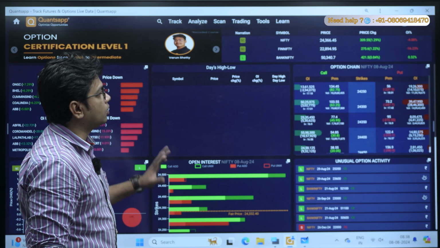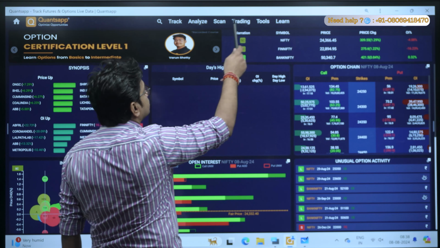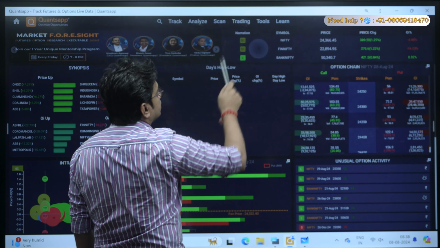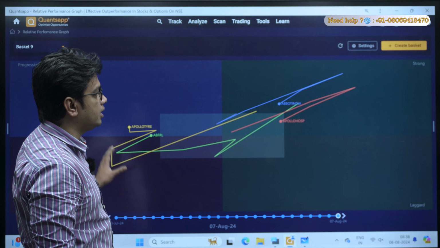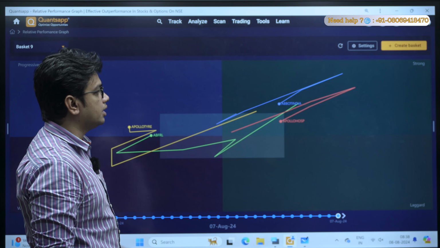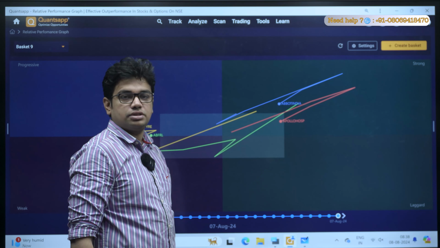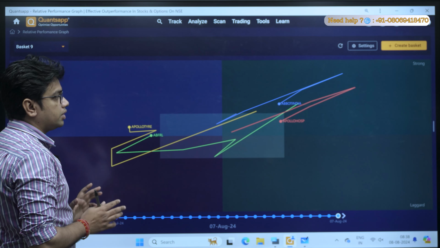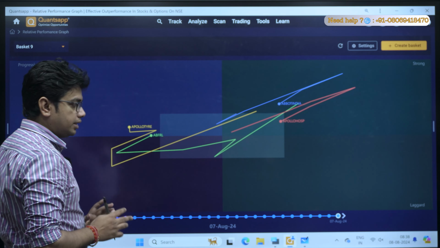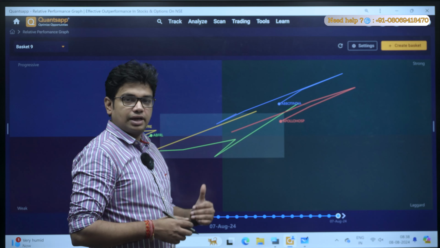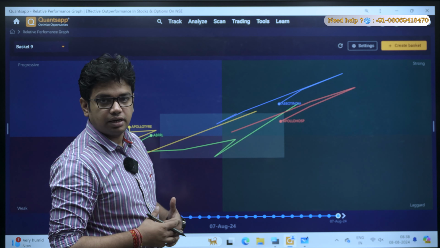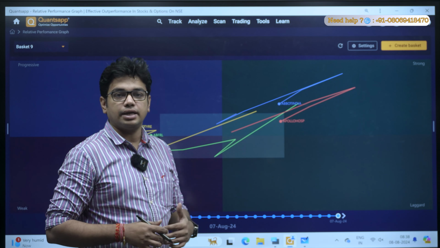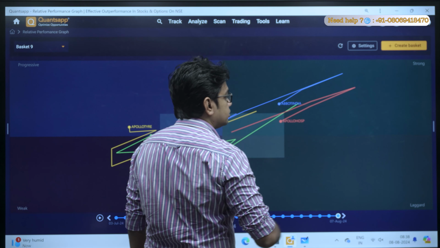So this is the Quantsapp application. In the Quantsapp application, in trading tools under quant model, there is the relative performance graph. This is the interface, which will help you to understand how this tool works. Let me explain each and every quadrant, each and every aspect of this tool in detail, so that it will help you to understand the market in a better way. It will help you to understand how a stock performs and how a stock completes its cycle.